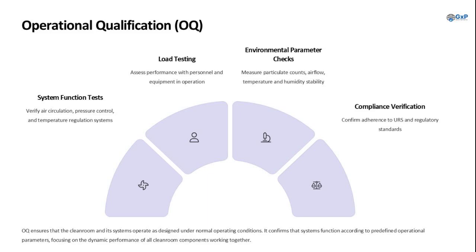Operational Qualification (OQ) ensures that the cleanroom and its systems operate as designed under normal operating conditions. It confirms that systems function properly and meet predefined operational parameters, focusing on the dynamic operation of all cleanroom components working together. This includes load testing, environmental parameter checks, system function tests, and compliance verification.